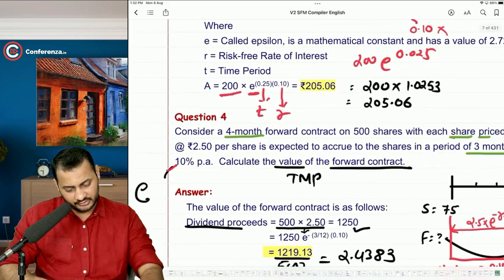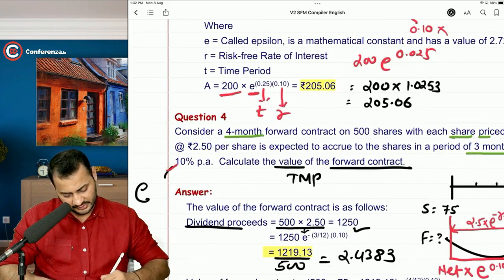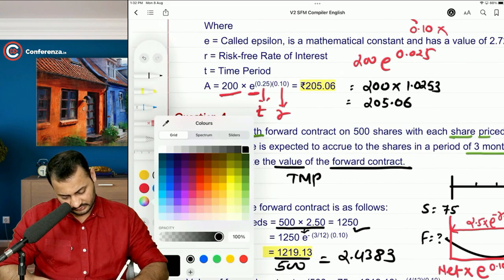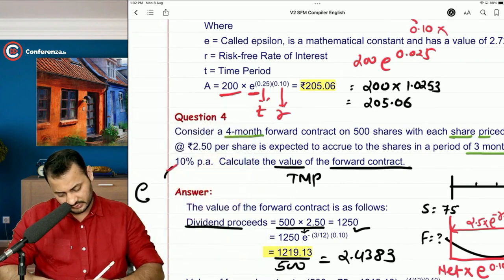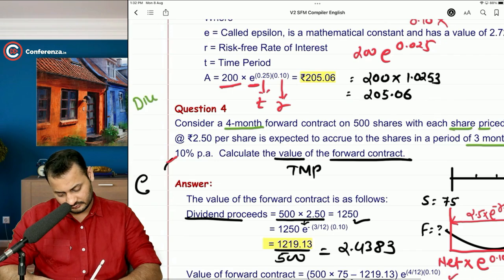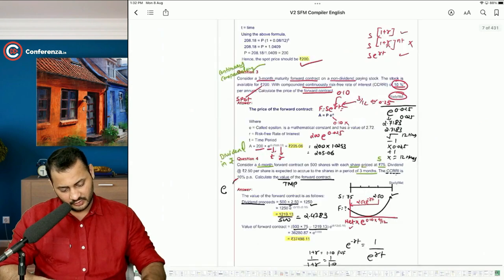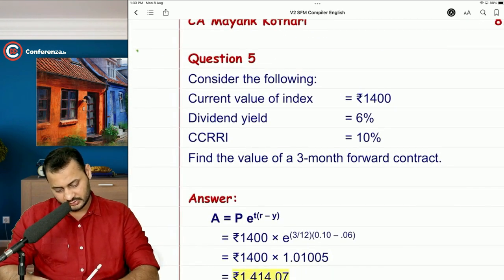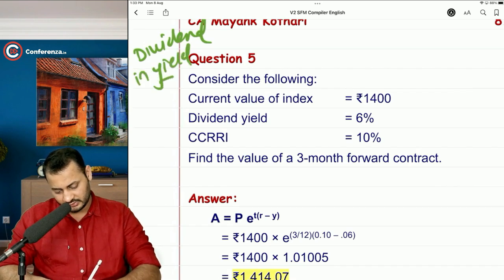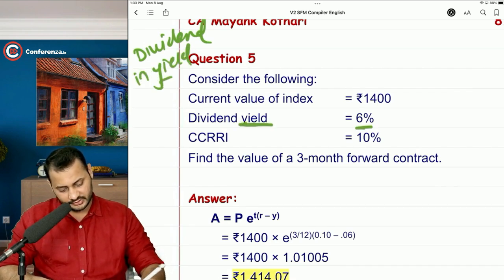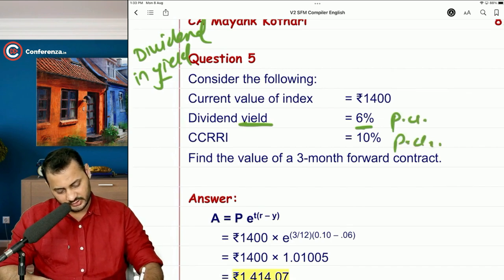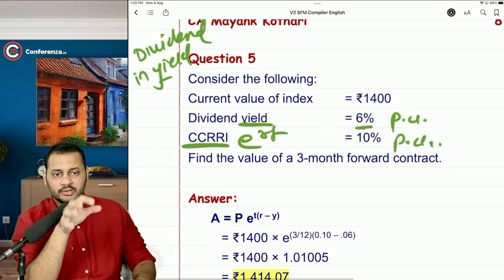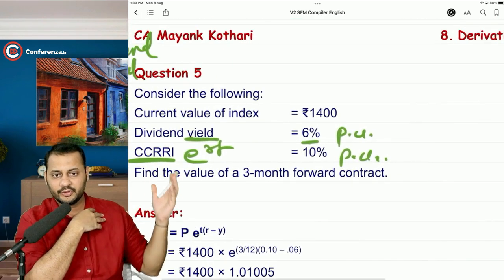What was the learning in question number 4? The learning in question number 4 was about the dividend in rupees. Now we are going to learn about the dividend yield. I told you 6%. This is going to be per annum. This is a continuously compounded rate, so e to the power RT will be the formula. Unless otherwise given, we are going to assume it as per annum.